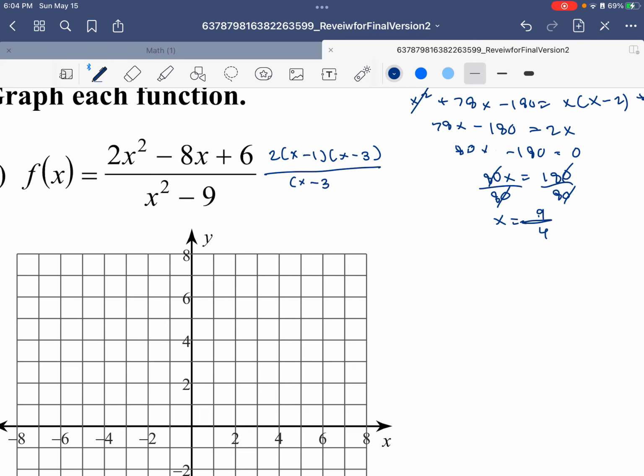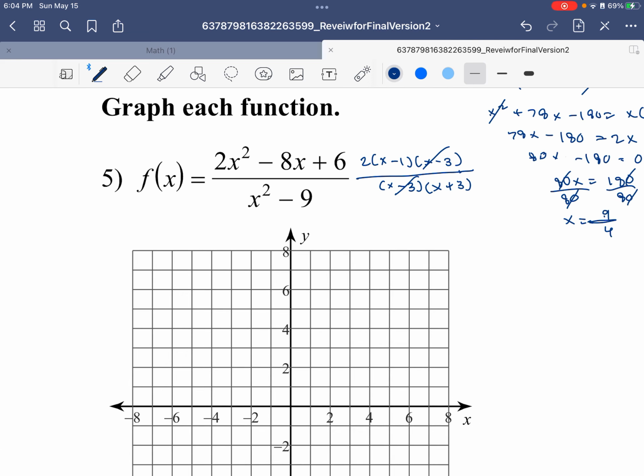x minus 3, x plus 3. It simplifies to that. And so these 2 terms cancel out, and what that means is that tells us what our hole is. So x minus 3 is what canceled out. We're going to set it to 0, and we get x equals 3. So there's going to be a hole where x is 3, and in order to determine where y is, we're going to need to plug x, which is 3, back into our equation.